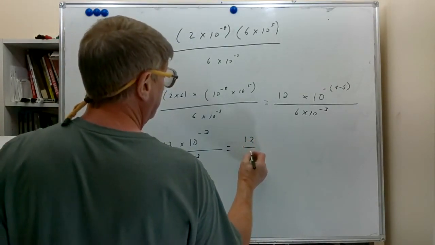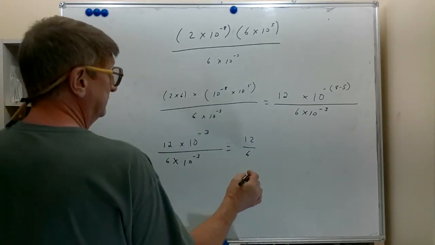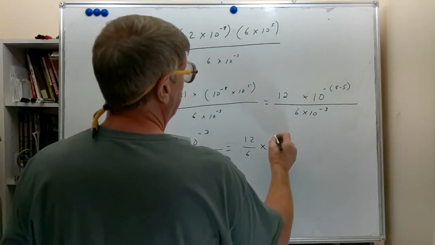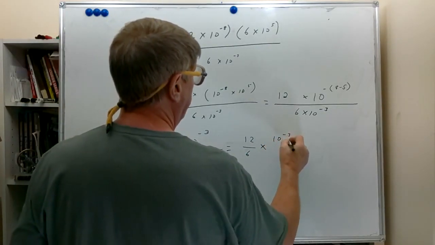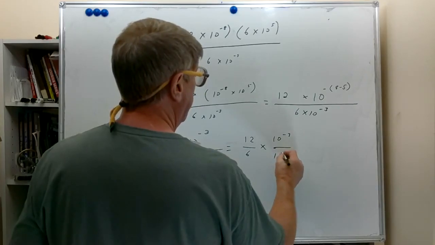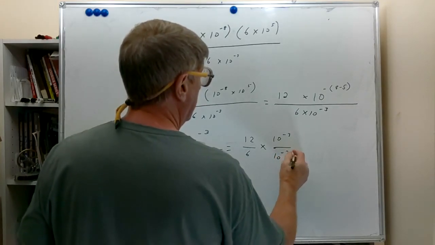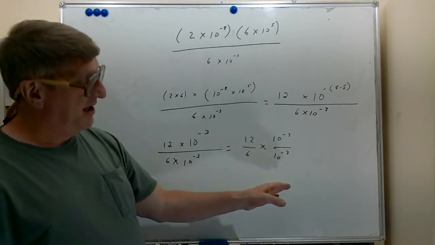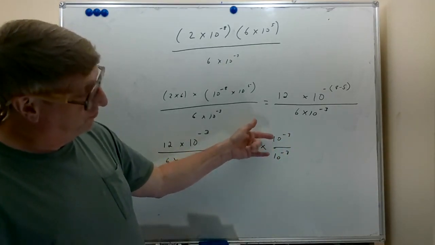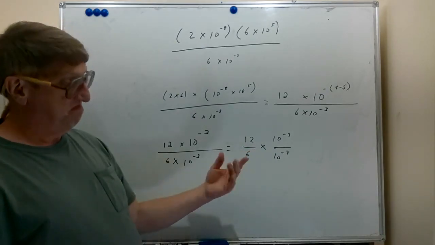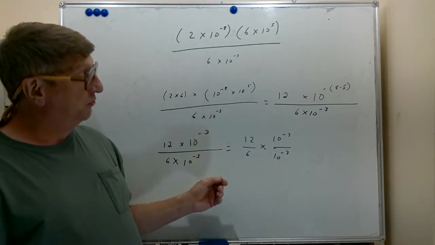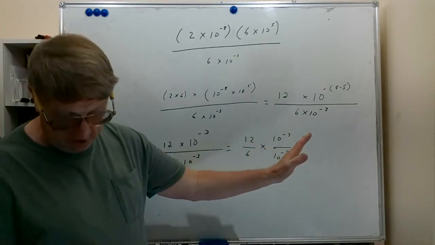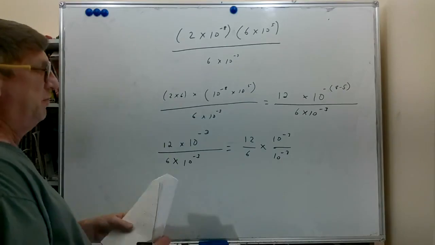12 over 6 times. Now, let's look at this piece. 10 to the minus 3 over 10 to the negative 3. You can kind of see that that's the same number in the numerator and the denominator. So that would certainly be 1. So we could just do 12 divided by 6, say it's 2, and call this 1. The answer is going to be 2, right? But we're going to move forward a little bit more with this.